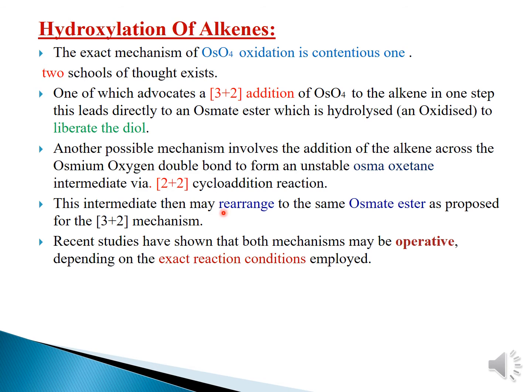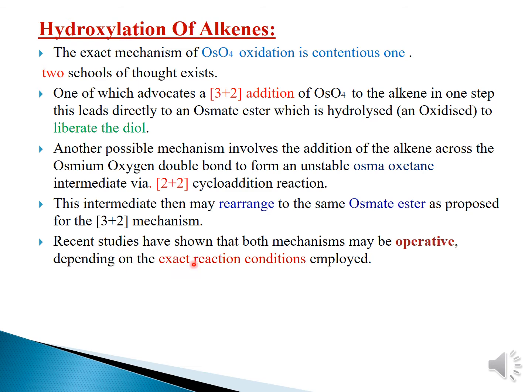First I will show you in the next slide. Same point, instead of 3+2 cycloaddition, 2+2 cycloaddition, and we have to rearrange it. First one intermediate will be formed. To that intermediate, if we rearrange it, that osmate ester will be formed. First the osma oxetane will be formed, that is your intermediate formation, and then if we rearrange that, for the formation of an osmate ester, okay, and then that will yield you the diol.